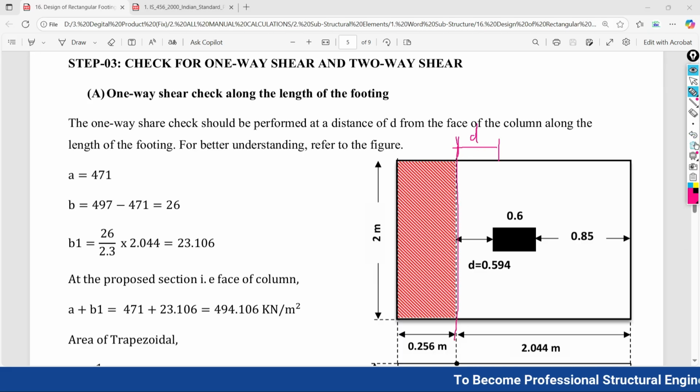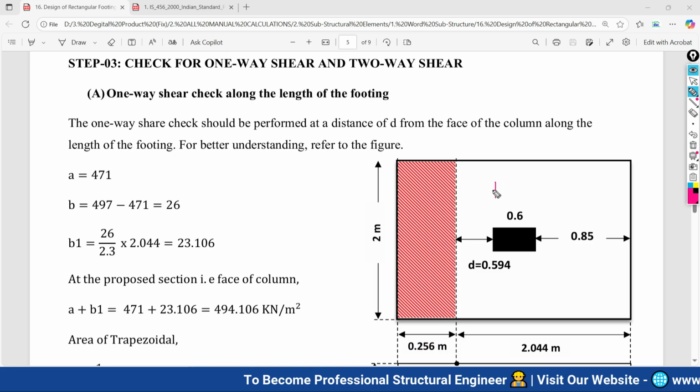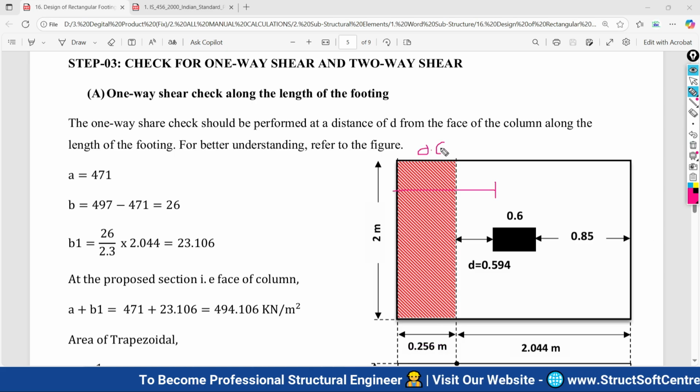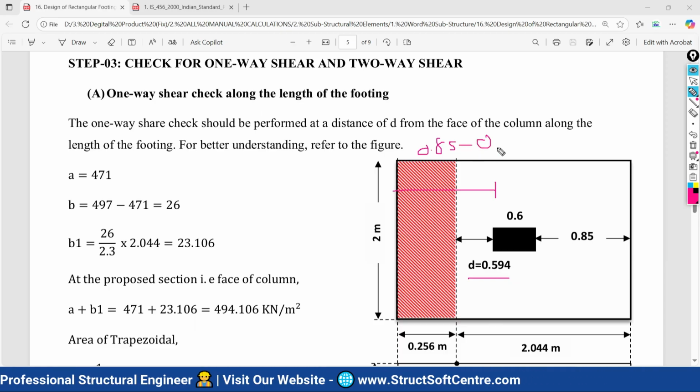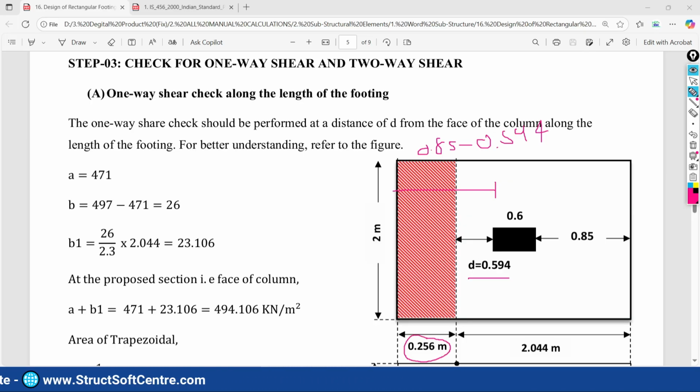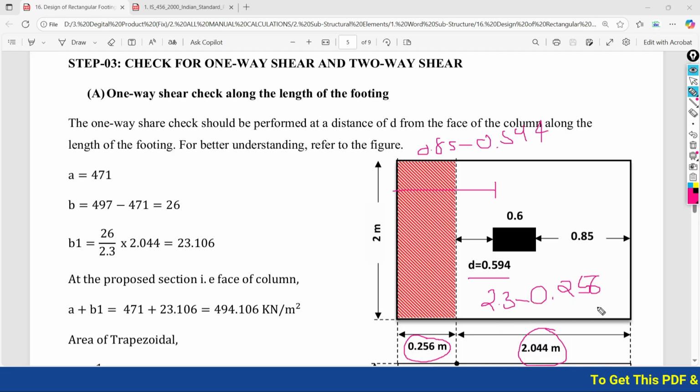So how can you calculate this span? This span is very simple to calculate. You have the projection 0.85 minus the effective depth 0.594. If you do this calculation, you will get this value, 0.256. And if you would like to calculate this other value, how can you calculate it? It's very simple: 2.3 minus 0.256. Okay, if you do this calculation, you will have this value.